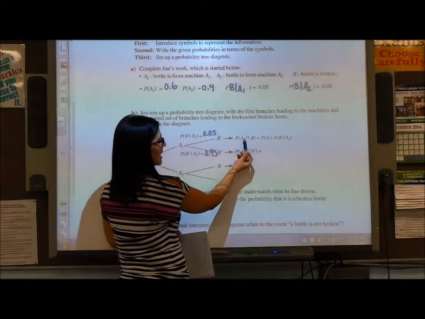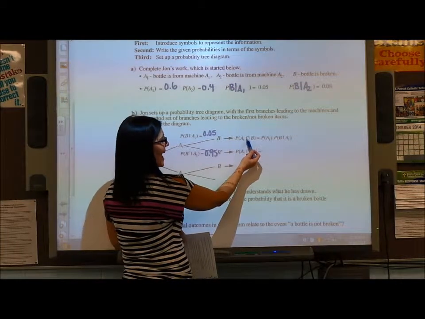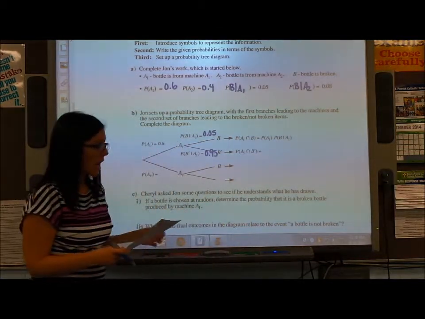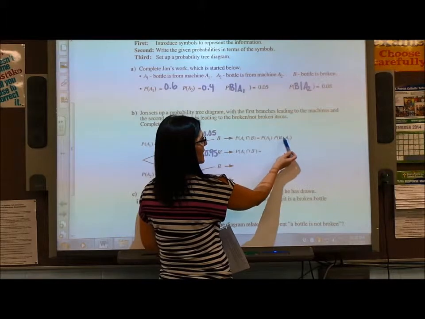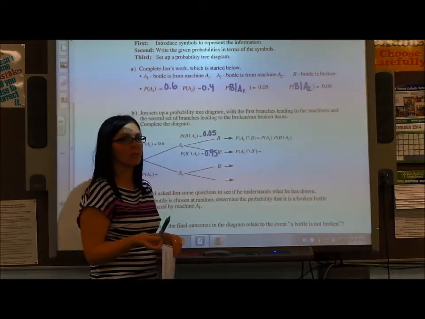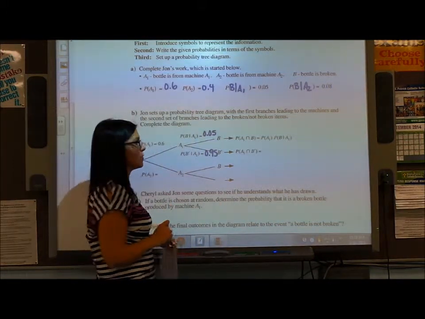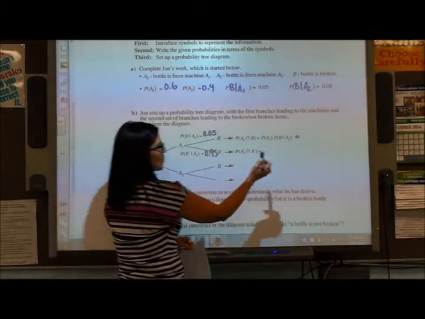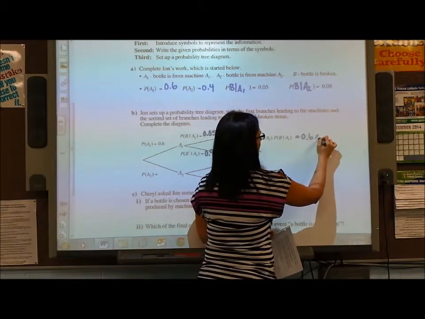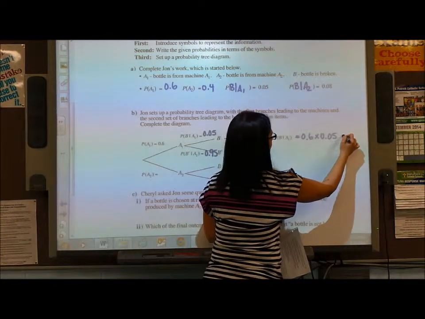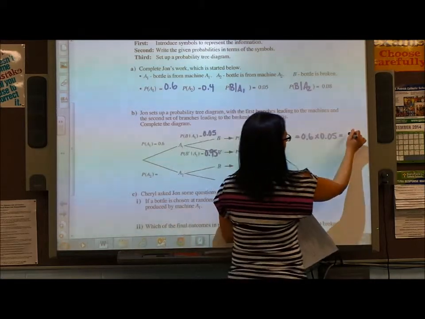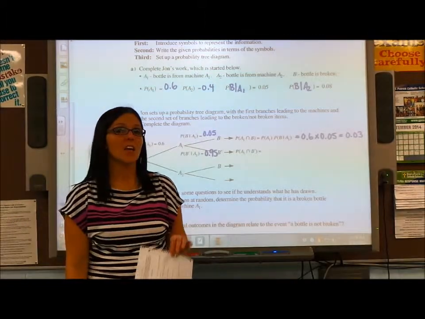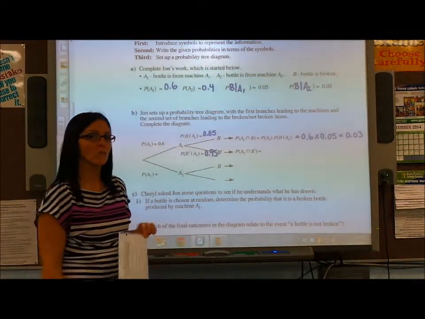So the probability of it coming from the first machine and it being broken is the probability of A1 times the probability of event B given that it came from A1. The probability that it is broken and it came from the first machine. So this becomes 0.6 times 0.05, which gives me 0.03. So there's a 3% chance that I'm going to have a broken bottle from machine A1.